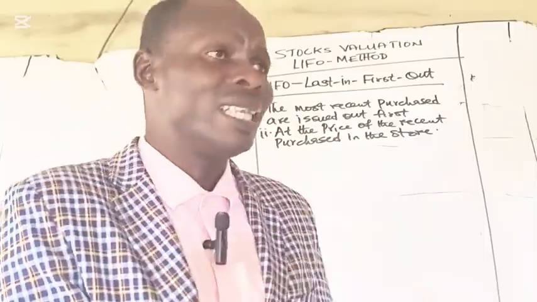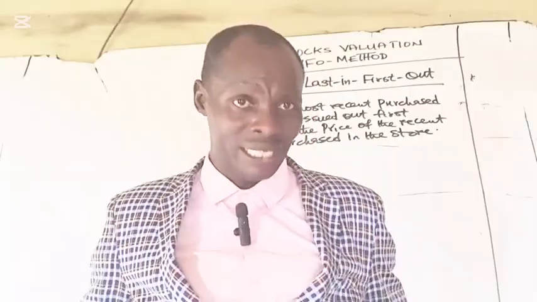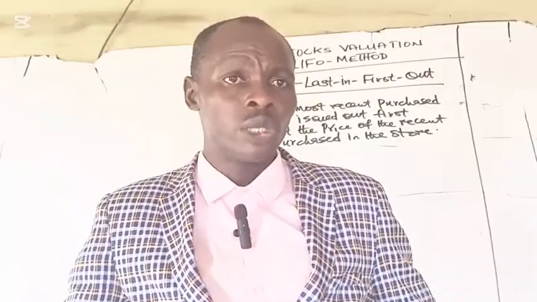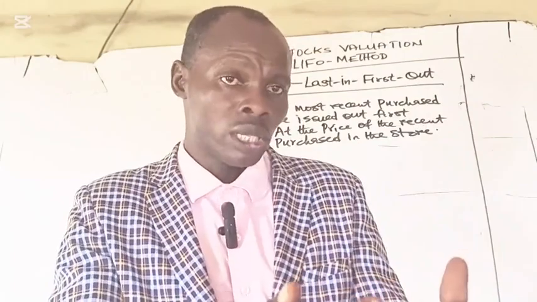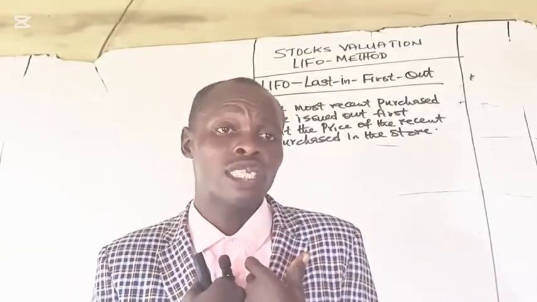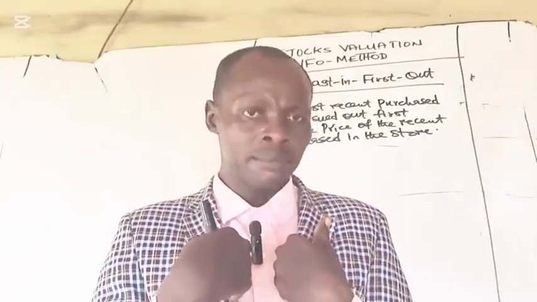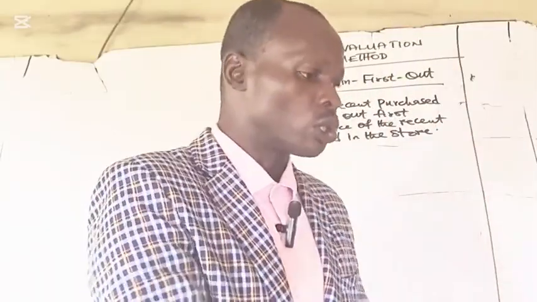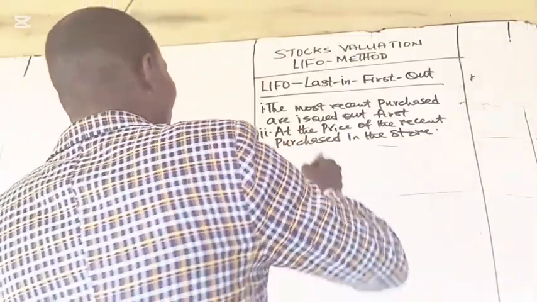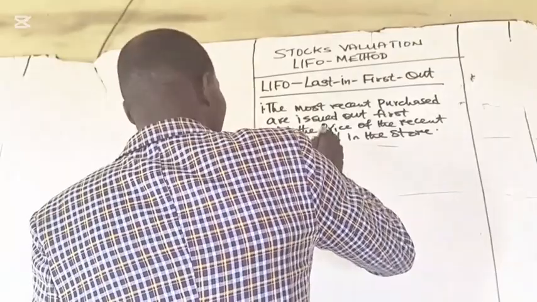So it means the last that came in, that is why we have last in, will be the one that will be issued out first. That is why we say first out. The one that came in last will be the one that will go out first. Last in, first out. What are the advantages of this method?